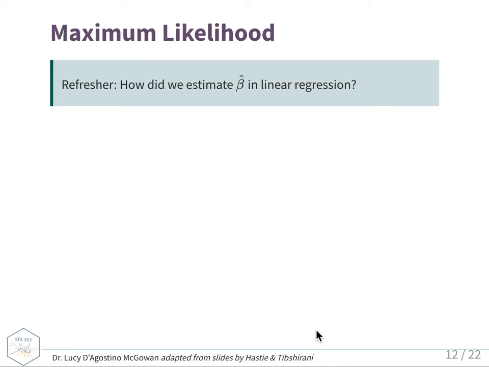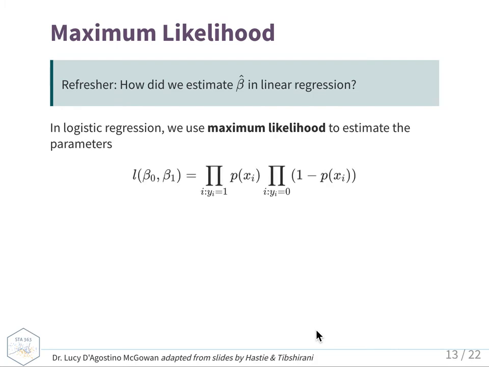Okay, a refresher: how did we estimate beta hat in linear regression? We just did this in the last class. We minimized the residual sum of squares. In logistic regression, we're going to use something else: maximum likelihood to estimate the parameters. It turns out we could use maximum likelihood for linear regression as well. It's just that minimizing the residual sum of squares is such a nice, easy solution that we often focus on it for linear regression. But for logistic regression, we use this maximum likelihood approach to estimate those parameters.